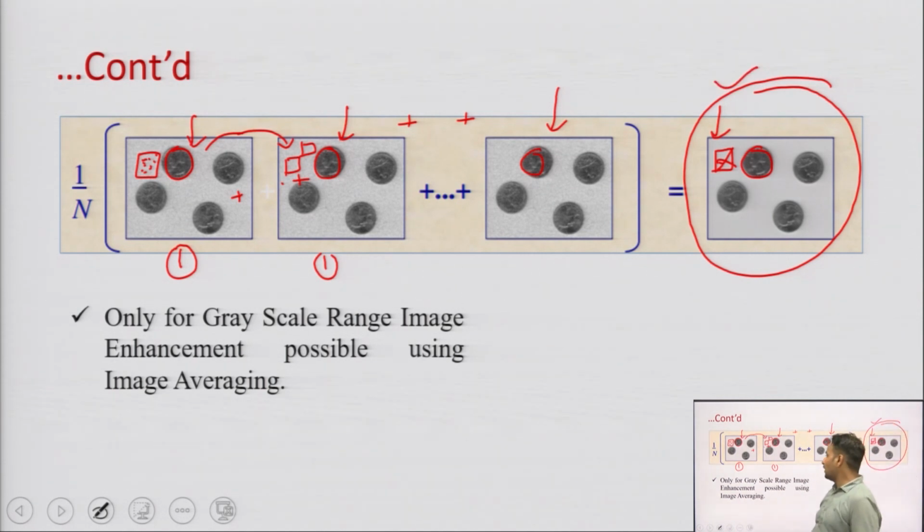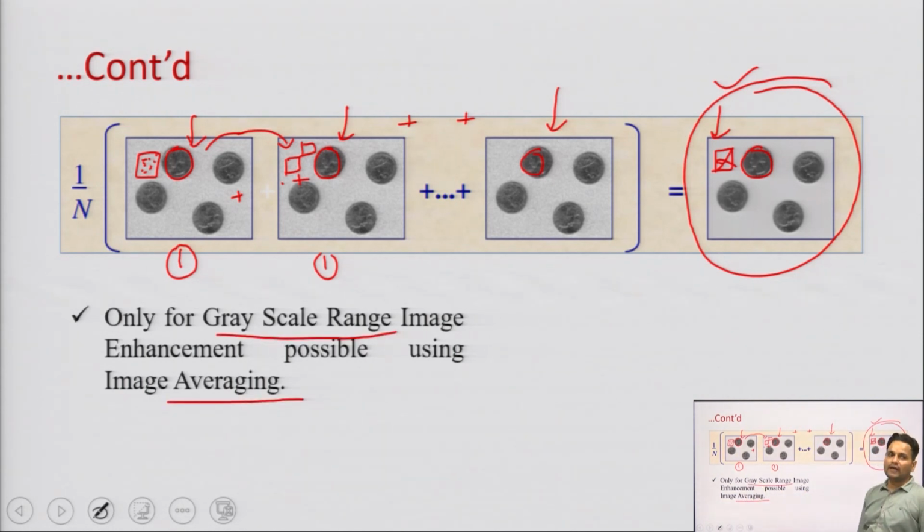So, image enhancement is possible using image averaging only for the gray level, gray scale range. That is the limitation of this kind of averaging. Enhancement is possible only in the gray scale range. That is just a limitation present in image averaging.